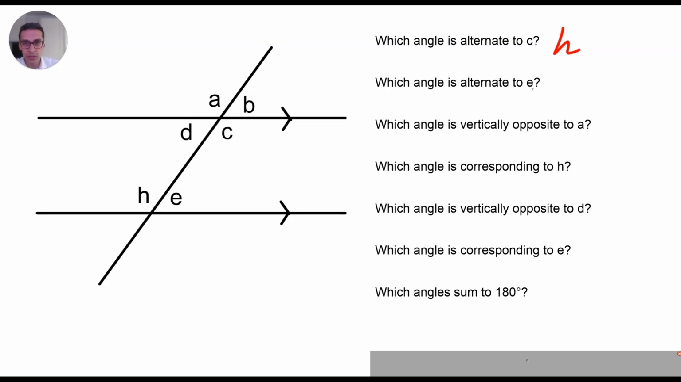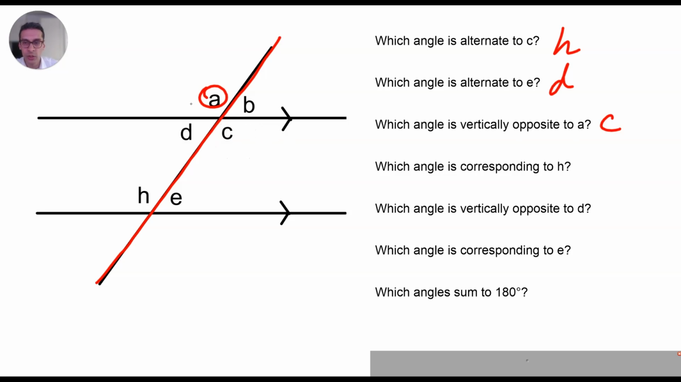Which angle is alternate to E? So there's E. So if we look at the other side of the transversal and in between the parallel lines, that's going to give us D is your answer. Which angle is vertically opposite A? So this is A here, vertically opposite is going to be C.